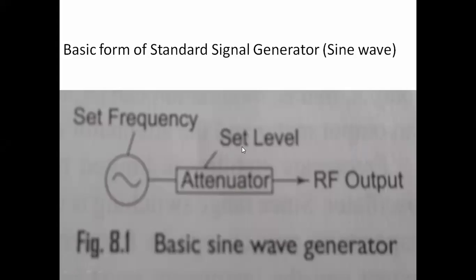And coming to the attenuator, the variation and selection of the voltage will depend upon the design of the attenuator. The voltage range we can use is also varied by using an attenuator. With this basic signal generator we can measure the frequency. So this is the basic idea about signal generators.